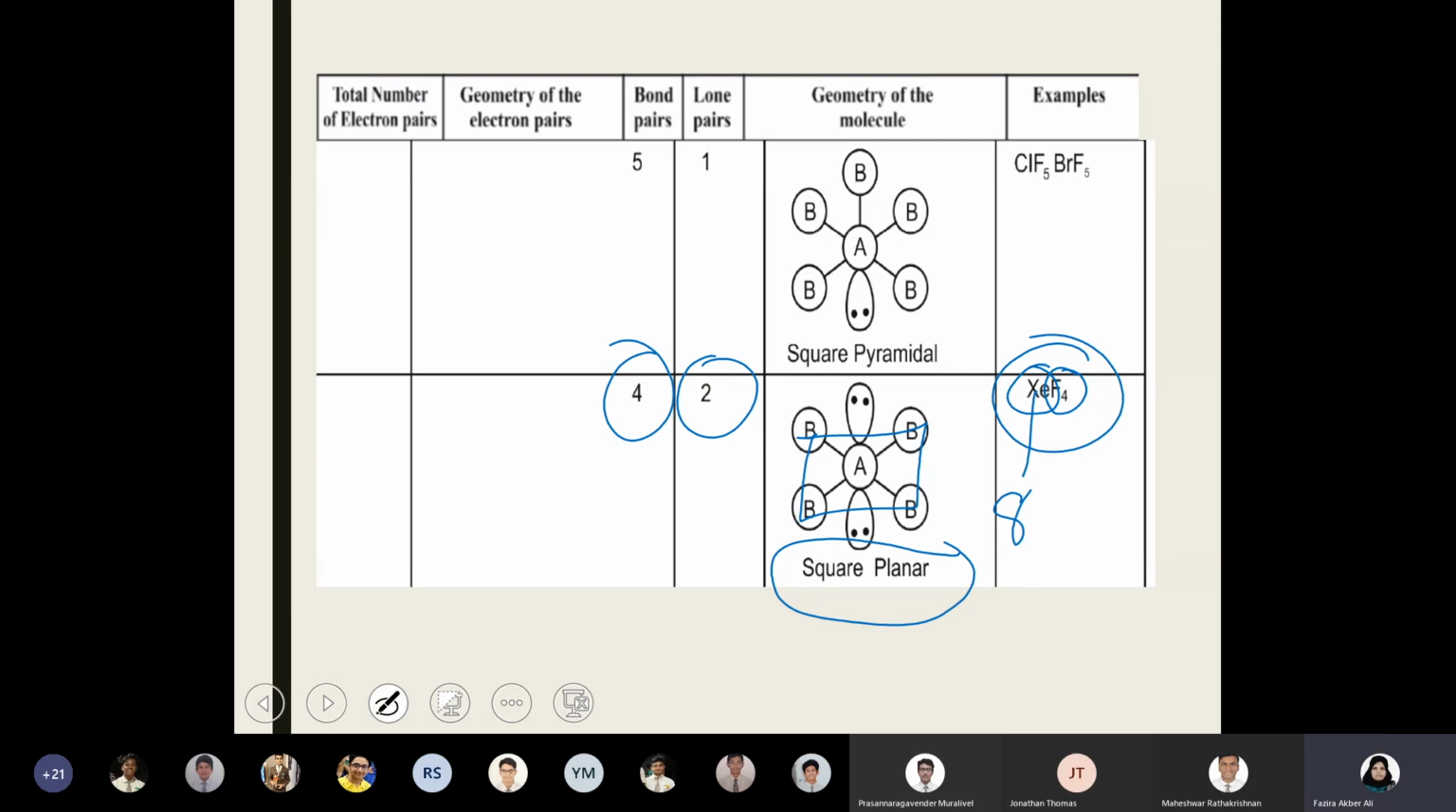So the final shape will become square planar, that is, like a square in a plane. Simply writing square and square planar is different. So always specify it as square planar because it's in a plane. Is that clear? Yes, ma'am. Okay.